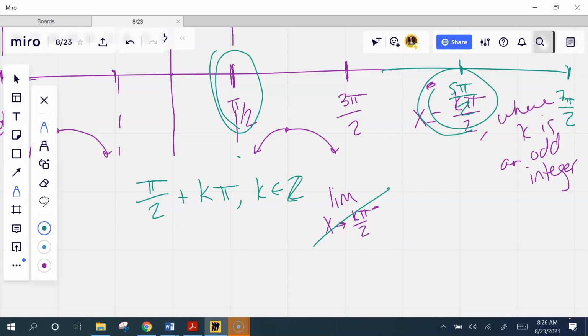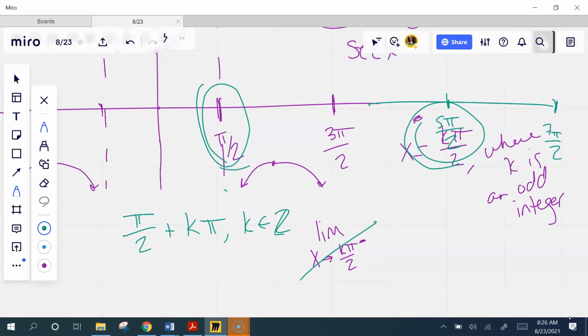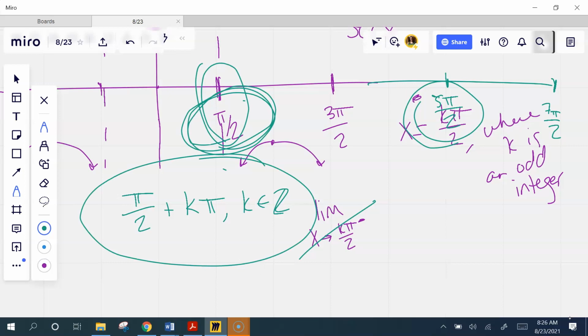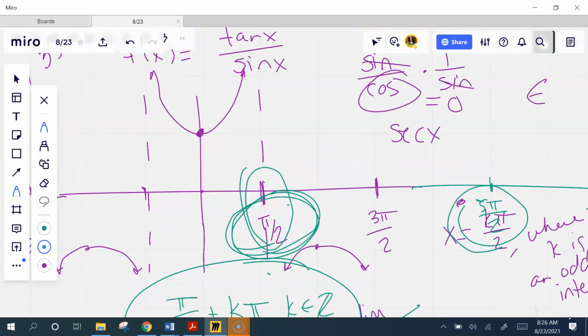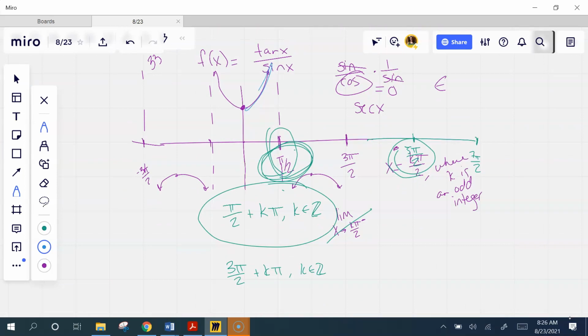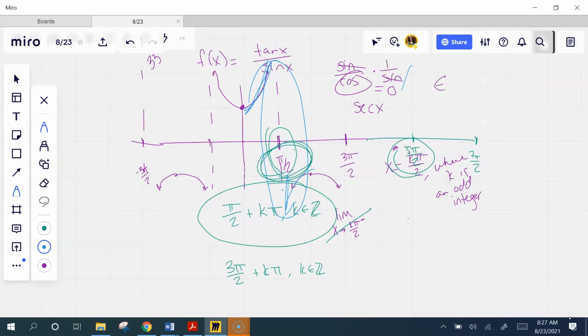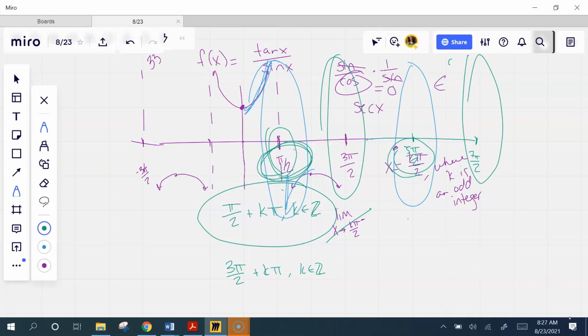Would that put us at every, because you said this is every pi. As long as I start at the right place, because it alternates, exactly. So I'm going to have the end behavior of this one, but then I'm also going to have to do one that's 3 pi over 2 plus k pi, where k is an integer. And that's going to give me the other asymptote, right? Because the limit from the left is different than the limit from the right. But this one and this one are going to be the same, whereas this one and this one will be the same. Does that make sense? Every other one will be the same.